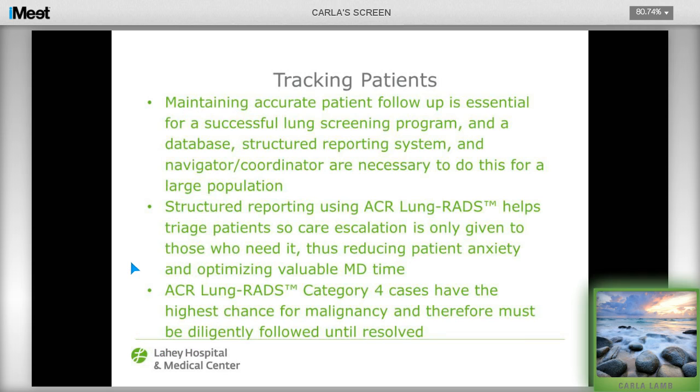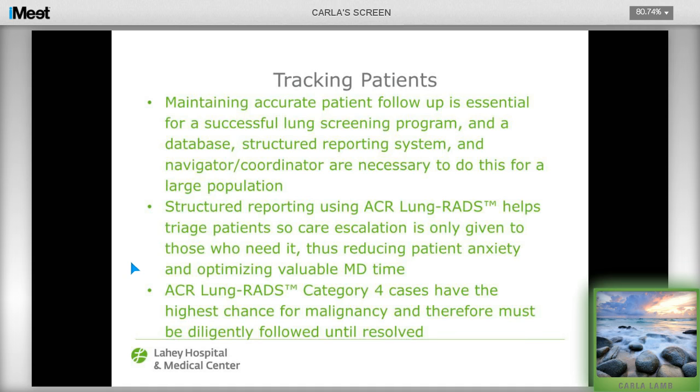So to bring this home, maintaining accurate patient follow-up is probably one of the most important things with starting screening, is to be able to finish what we start. Without a database, a structured reporting system, and a navigator to navigate both the patient and the data and keep the database current, and surveilling the data on at least a monthly basis. We cycle the data weekly and get reports out to the steering committee that comes through our navigator.